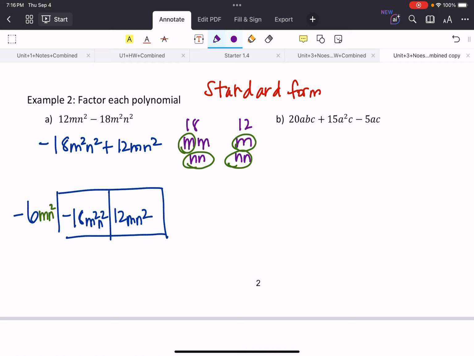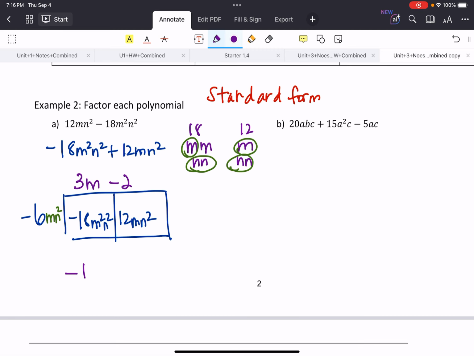So negative 18 divided by negative 6 is 3. M squared divided by m is just m. And n squared divided by n squared is 1, so I don't need to write it down. Not a plus sign. 12 divided by negative 6 is negative 2. M divided by m is 1. N squared divided by n squared is 1. So now I write it in my factored form with one side of my box being multiplied by the other side of the box. The parentheses show up.